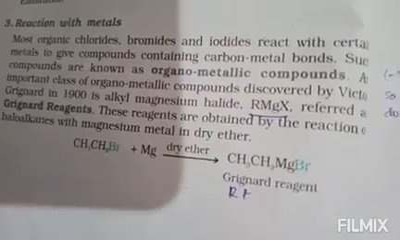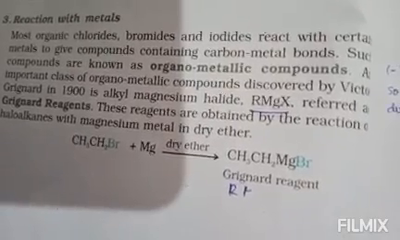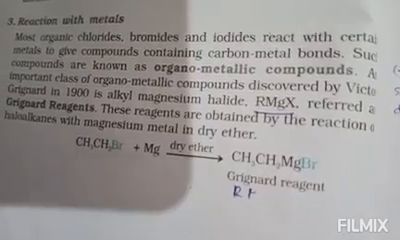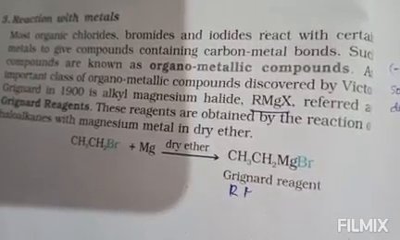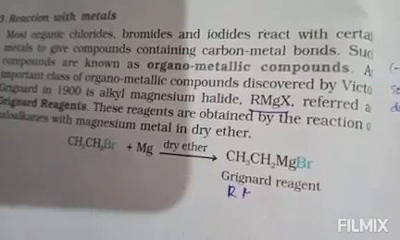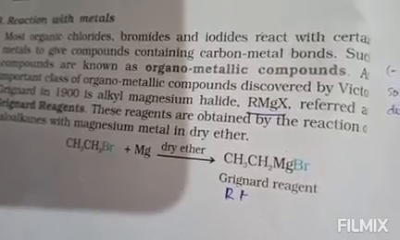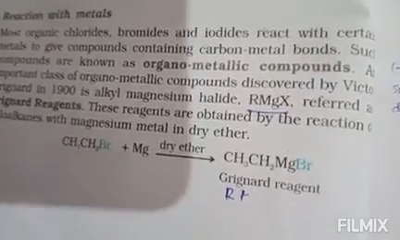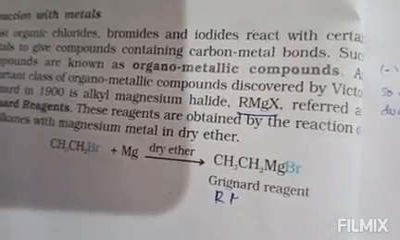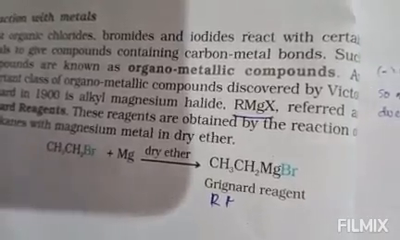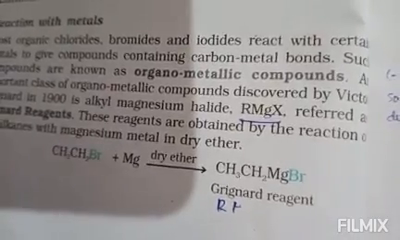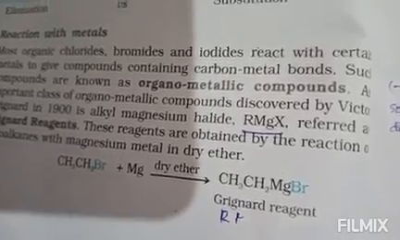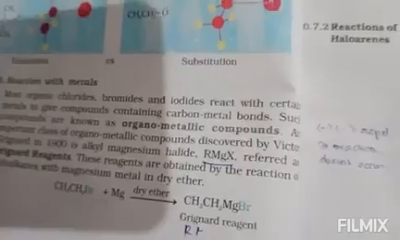So this RMgX is also called Grignard's reagent. These reagents are obtained by the reaction of haloalkanes with magnesium metal in dry ether. So CH3CH2Br, ethyl bromide, plus magnesium in the presence of dry ether, you will get ethyl magnesium bromide. So ethyl magnesium bromide is one of the Grignard's reagents, which is one of the important organometallic compounds in organic chemistry. Now we'll see the uses of Grignard's reagent.